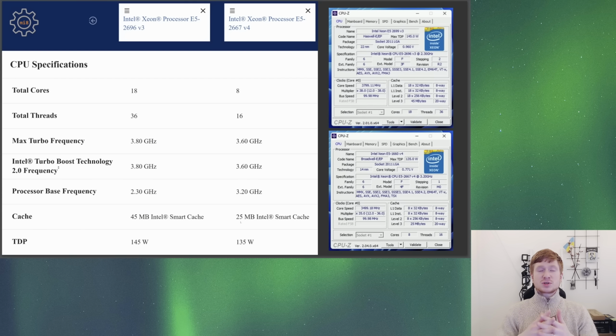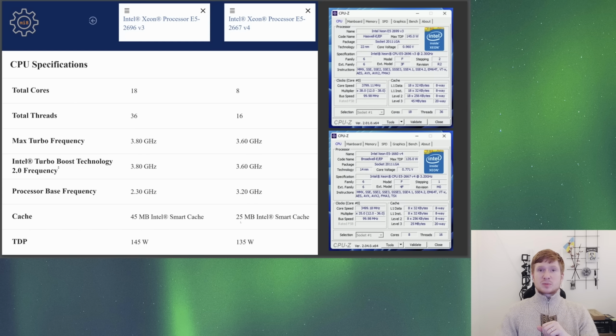It has 18 cores, 36 threads, and with this CPU we can implement turbo boost unlock procedure. So with the turbo boost unlock, all CPU cores will be running between 3.2 and 3.8 GHz, depends on the load. What's more important is that this CPU has 45 MB of cache, while E5-2667 V4 has only 25 MB. So E5-2696 V3 has almost double as much cache compared to E5-2667 V4. And unfortunately, cache size is very important for gaming performance. Additionally, I can say that E5-2667 V4 supports DDR4 2400, while E5-2696 V3 is limited to DDR4 2133.